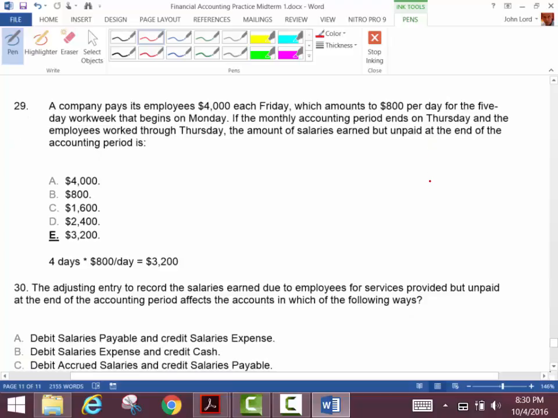More accrual of payroll. Okay. So we've got, what? A company pays employees $4,000 each Friday, which amounts to $800 per day for the first 5-day work week that begins on Monday. If the monthly accounting period ends on Thursday, then how much should we accrue? That means those people worked what? 4 days, $800 a day, $3,200. Debit what? Good. Debit salary expense for the $3,200 and credit what? Credit the salaries payable for $3,200.